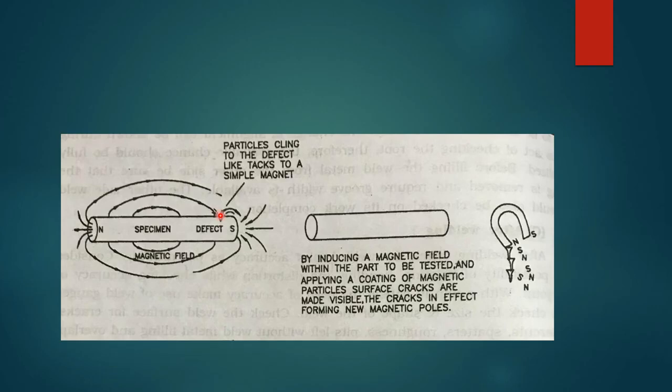So what do we have to do in this particular test? Iron oxide powder is applied on the component. Then the powder gets accumulated at the place of defect where new poles are developed. As I said earlier, there will be a north pole, and over here there will be a south pole. The accumulation of powder over here will indicate the place of defect. So this test is used to reveal defects on the surface and subsurface.